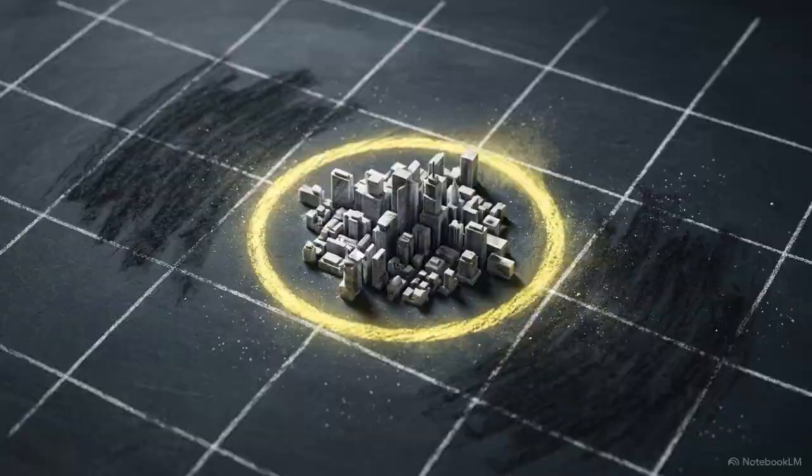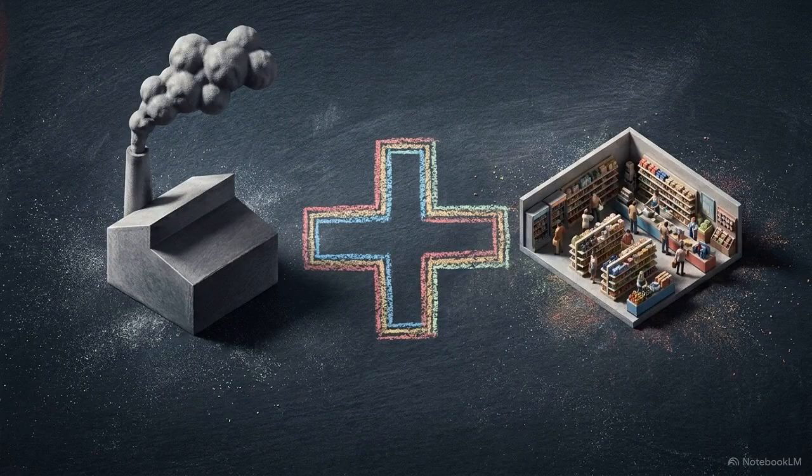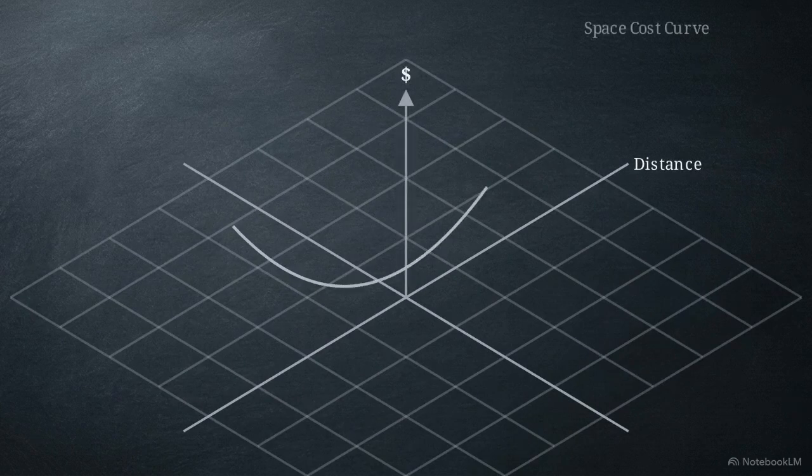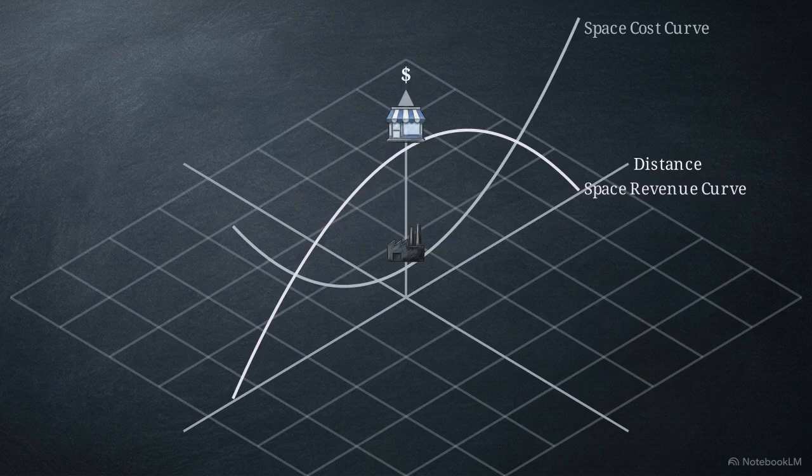David M. Smith sought to unify these supply and demand perspectives in 1971, creating a model that accounts for both production costs and market revenue. His model plots a U-shaped space cost curve across a 3D terrain representing total costs. An inverted space revenue curve tracks market demand. The vertical distance between them shows profit.